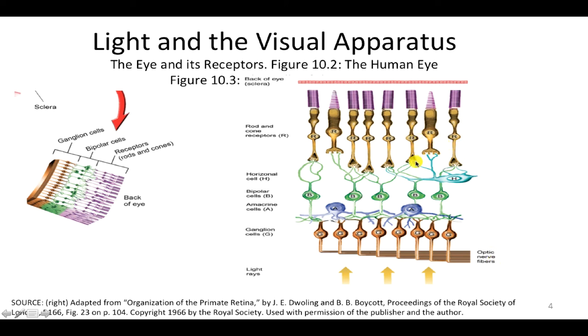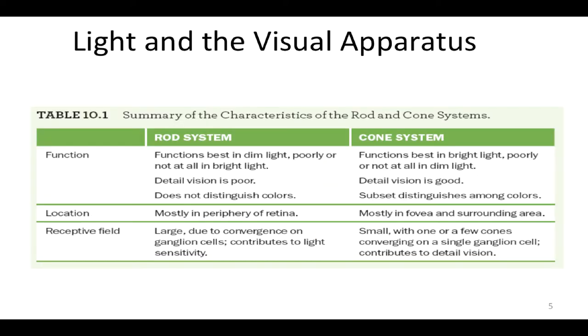In addition to these three layers of cells, the receptors, the bipolar cells, and the ganglion cells, you can see that there are these additional neurons that run laterally. There's a first layer between the receptors and the bipolar cells called horizontal cells. And then another layer here, right before the ganglion cells, called amacrine cells. And they help with creating additional contrast for our vision.